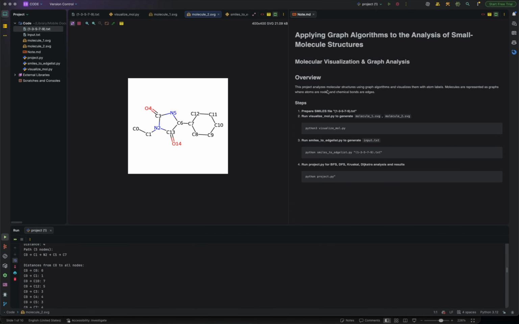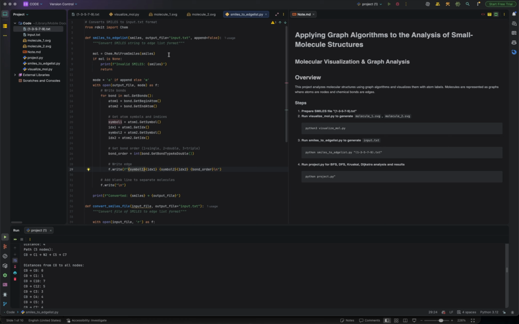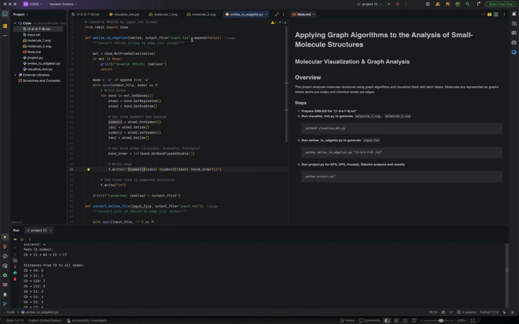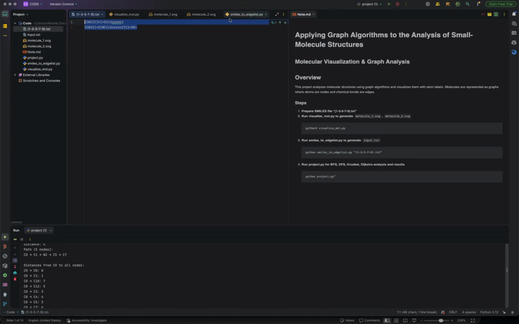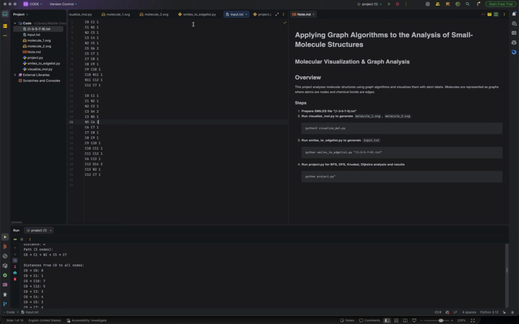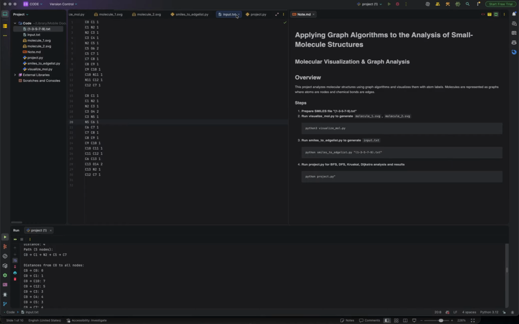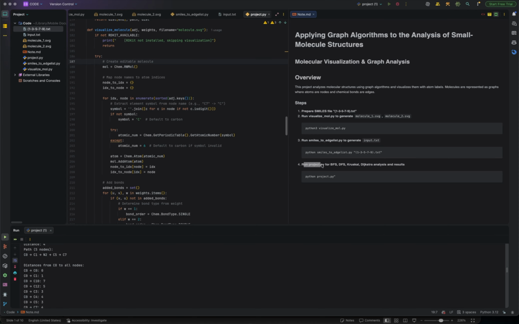After this, I run the small to edge list Python script, which helps me generate the input.txt file. What we're doing here is converting these two molecules into this structure to make it simpler for our analysis later in Python.